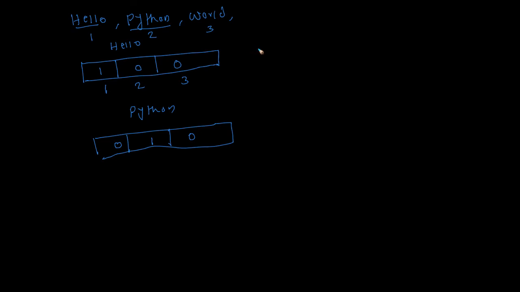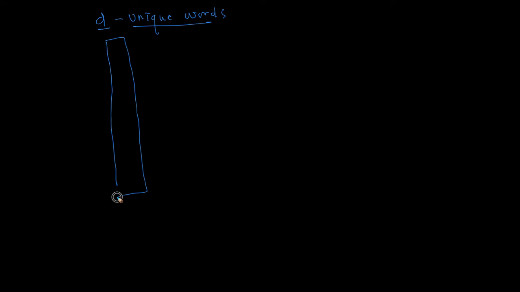That is how we can use one hot encoding to encode words into numerical values. Now let's say in our data set we have D unique words, that means the size of our vocabulary is D. All of the reviews in our data set contain D unique words. So in order to encode these words, we'll need a vector of size D. For encoding the first word, it will be 1, others will be 0. For encoding the second word, this will be 1, others will be 0. Likewise, we'll have the vector of size D.